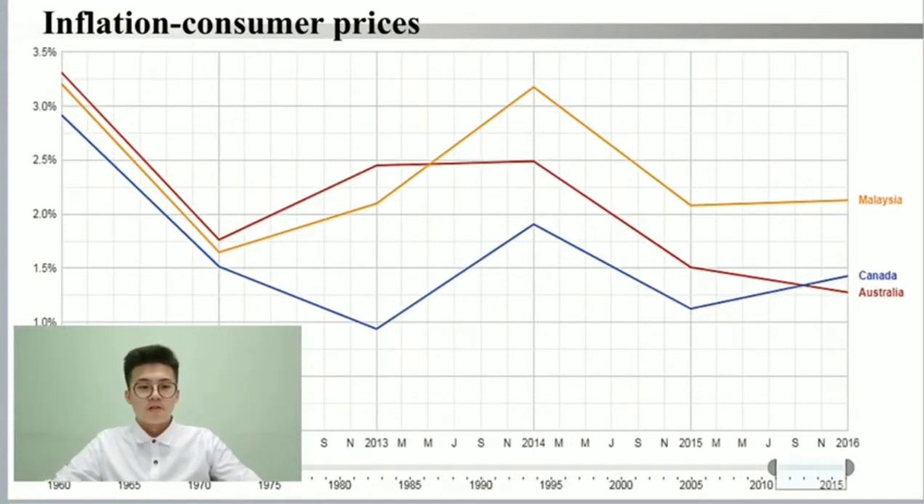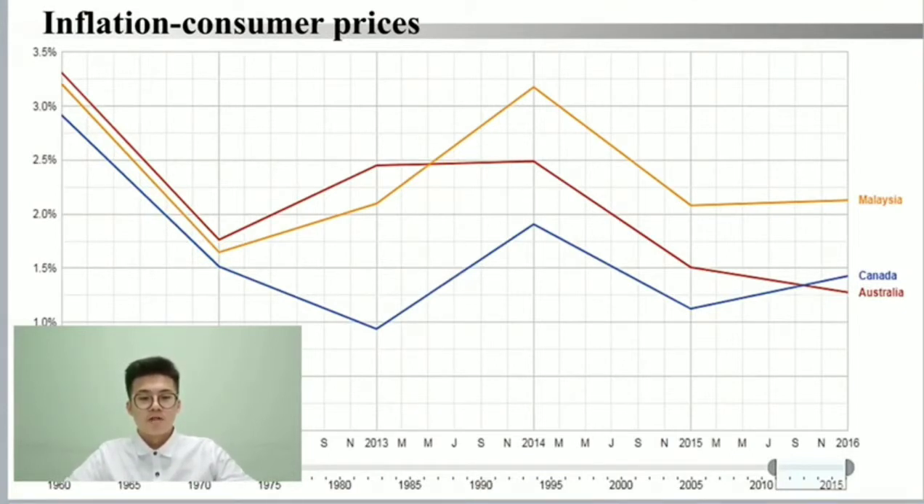For Australia's inflation rate, the highest is in year 2011 at 3.3%, higher compared to Malaysia by 0.1% and Canada by 0.39%. For the following years, it went up and down, recorded at 1.76%, 2.45%, 2.49%, 1.51%, and its lowest in year 2016 at 1.28%. Compared to Malaysia, it is less by 0.37%, but still higher than Canada by 0.34%.